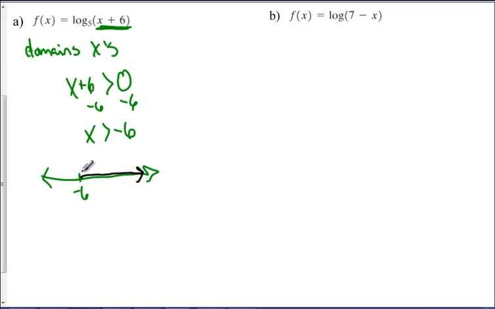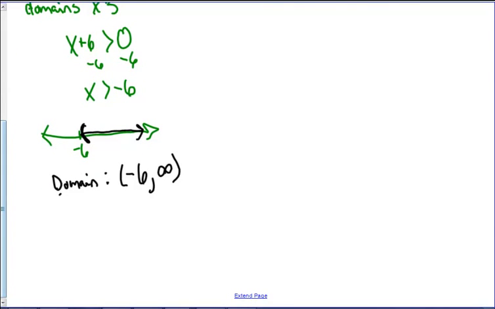And is that a parenthesis or a bracket at the -6? Parenthesis, because there's not an or equal. So the parenthesis, -6 and bigger means that our domain, yep, parenthesis -6, exactly, to infinity. All right, the range. So the range is the y's. Well, I can rewrite this as y equals log base 5 of x plus 6.